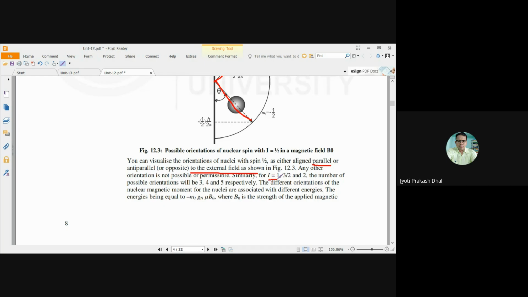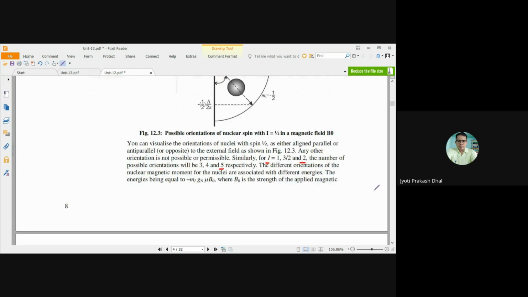Similarly, for I equals 1, 3/2 and 2, consider the number of possible orientations. If the value of I equals 1, then the number of possible orientations is 2 into 1 plus 1, that is equal to 3. If the value of I is 3/2, then the number of possible orientations is 2 into 3/2 plus 1, that is equal to 4. And if the value of I is 2, then the number of possible orientations is 2 into 2 plus 1, that is equal to 5.